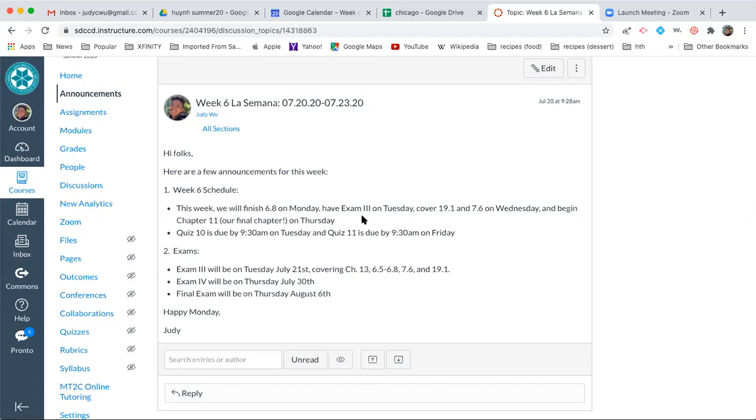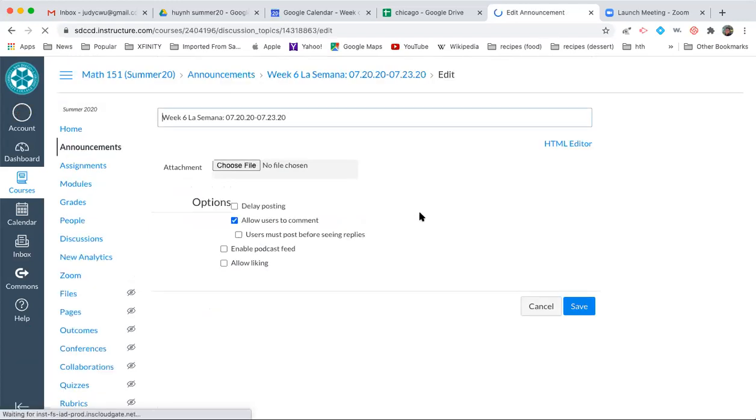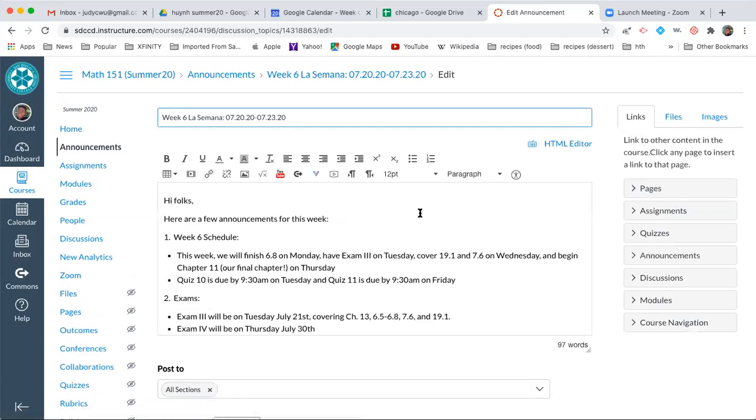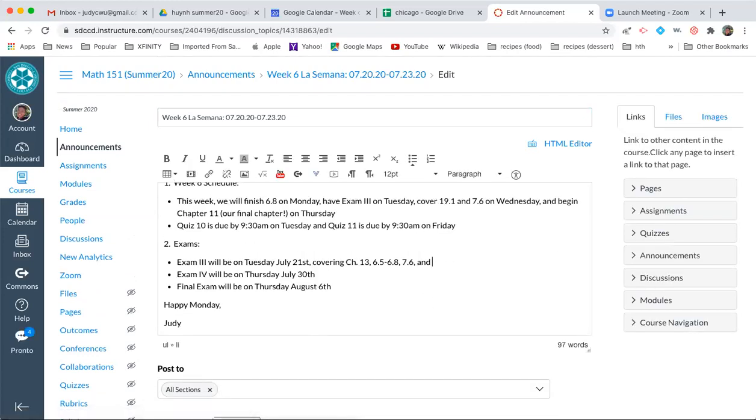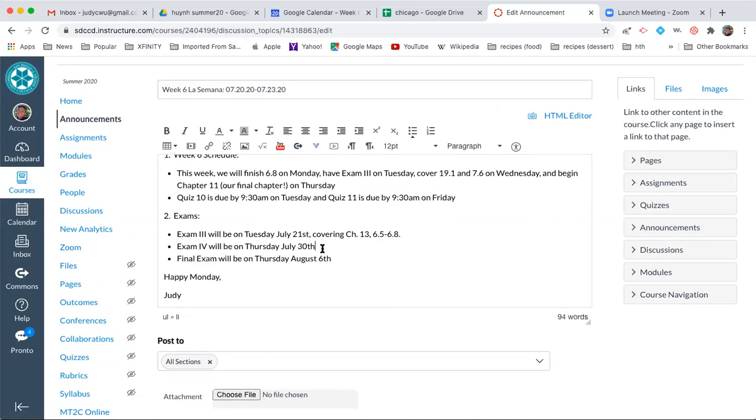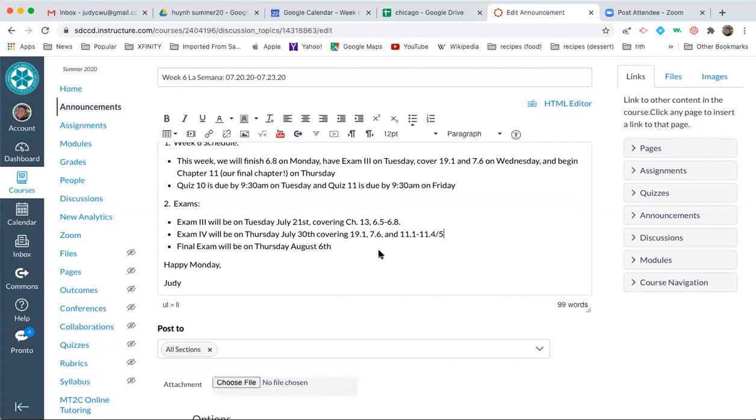Other than that, the rundown of the exams for the rest of the semester. So on Tuesday, let me change that. On Tuesday, we have exam 3, and it is only covering those sections, all right? Exam 4 will be covering 19.1, 7.6, and probably 11.1 through 11.4 or 5, but I'll come back and modify that before we get to that exam.